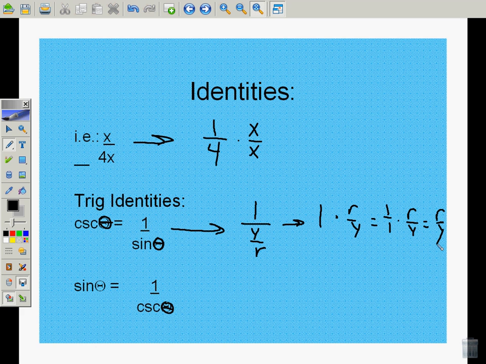Now, if we move down, let's try to do the same thing with the sine. And so we know that this is 1 over r over y, which we know is equal to 1 times y over r, which is equal to 1 over 1 times y over r, which is y over r. You see what we arrive at. And so when we're doing these things, we're really just manipulating what's there and using the basics of what it means, the basis of these trig ratios, to find out what exactly it is that they mean. Okay, so those are a couple of identities that we can use.